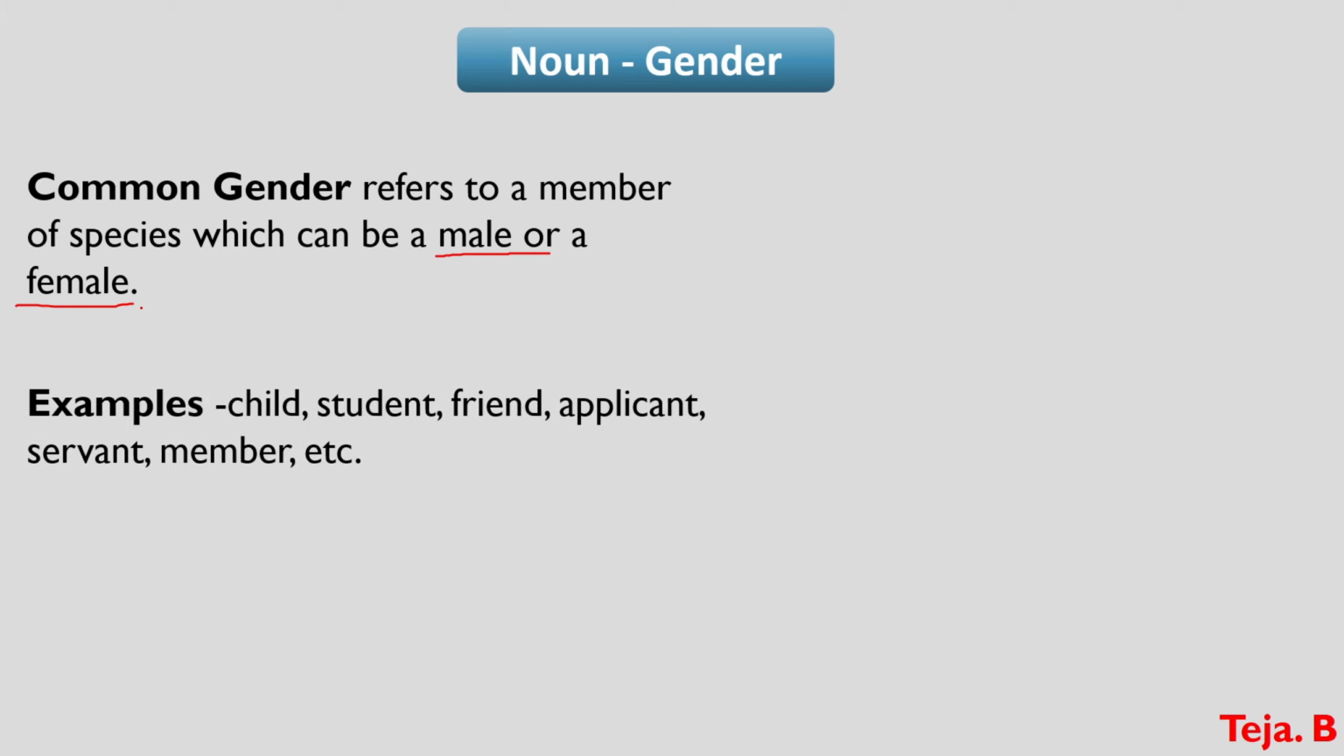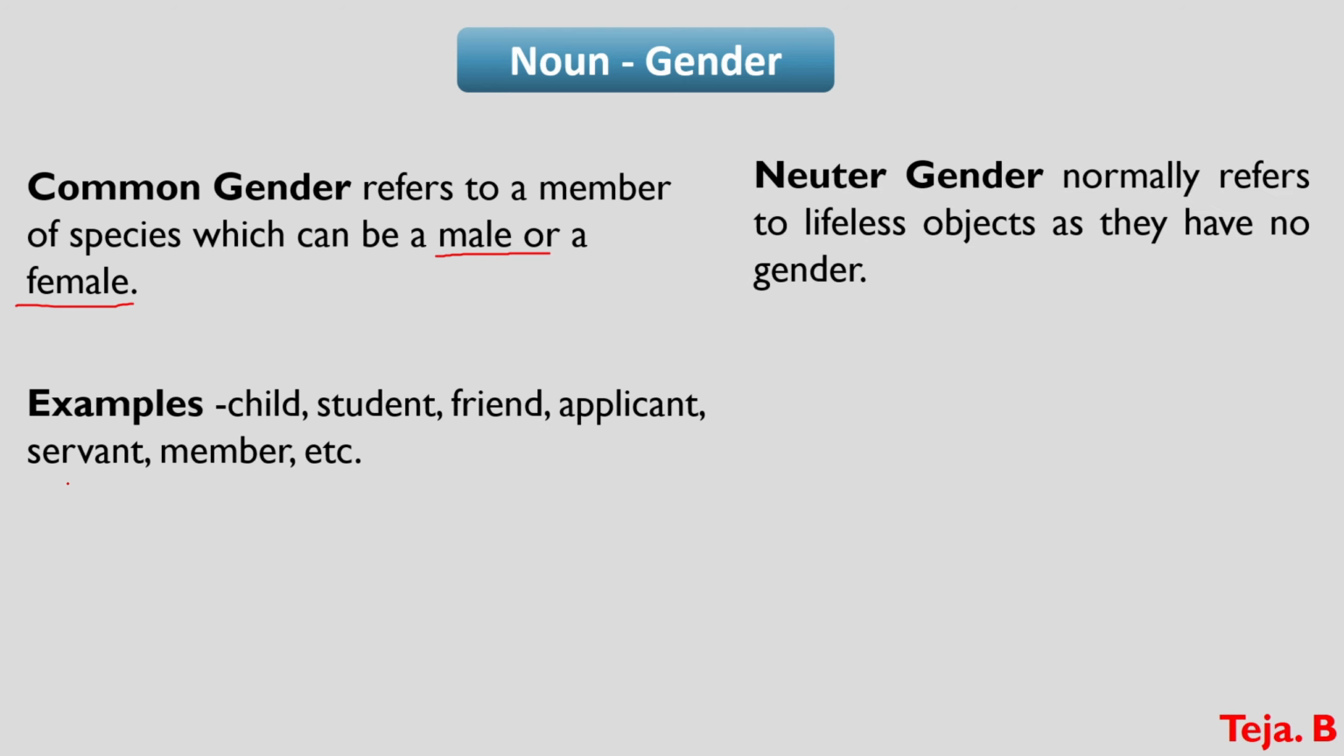For example: child, student, friend, applicant, servant, teacher, doctor. A teacher can be a man, a teacher can be a woman, a doctor can be a man, a doctor can be a woman. That's why these are called common genders.